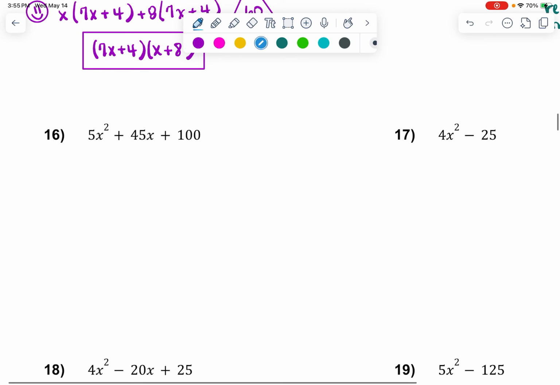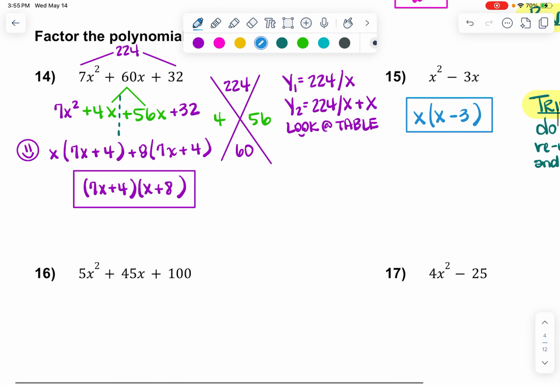All right, moving along here, number 16. So number 16, you could work this problem right away, just like we did the one above on number 14.